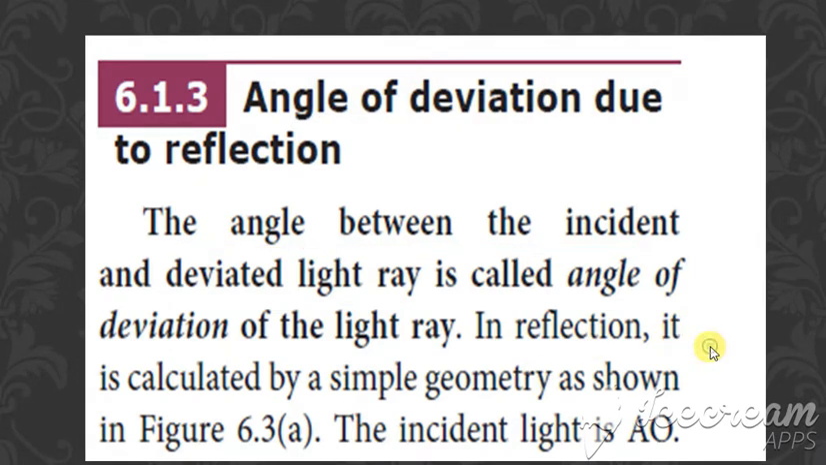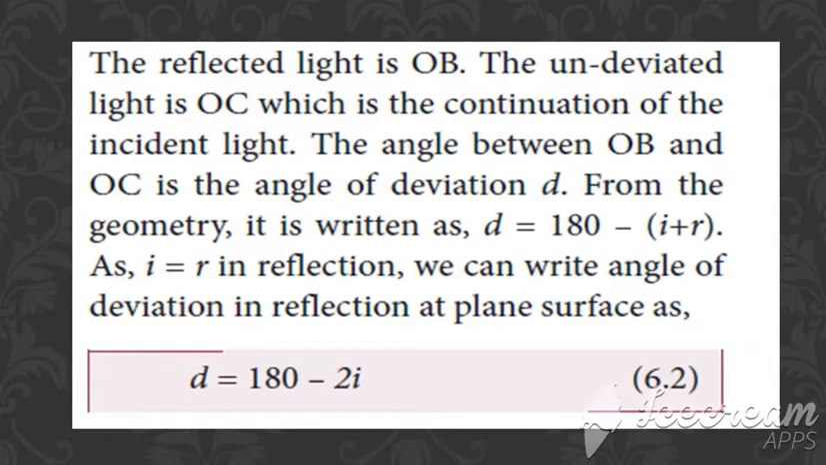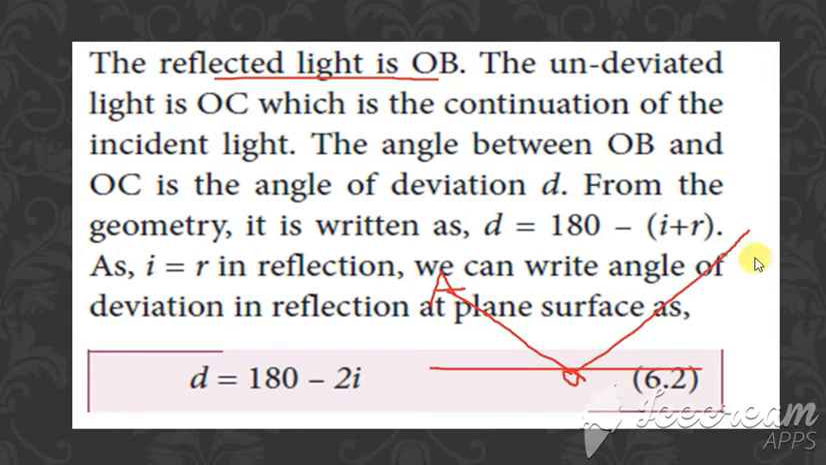Is it not? So, for this, let us consider the incident ray to be AO. Then the reflected ray is OB. So here we have the reflected ray, which is named OB. Then the undeviated light is OC.